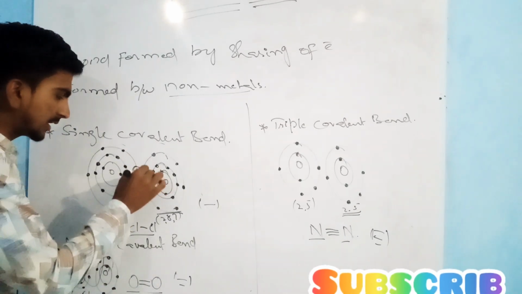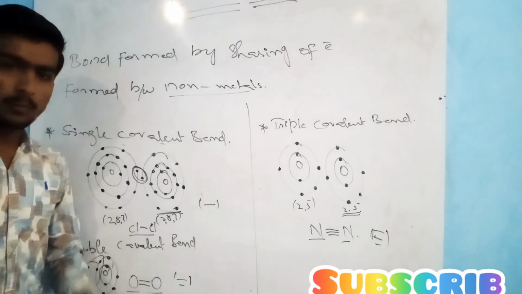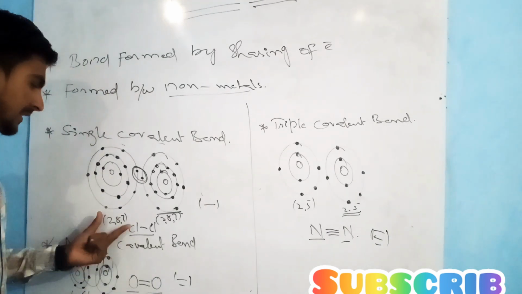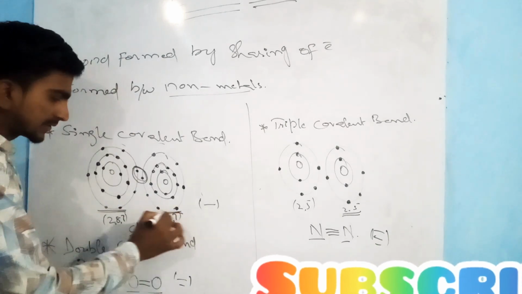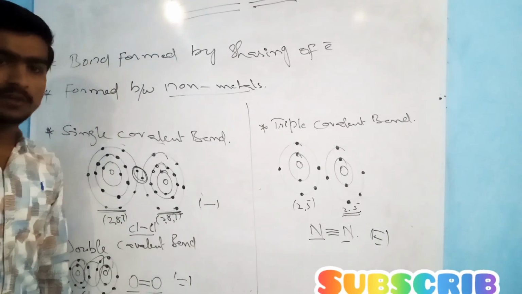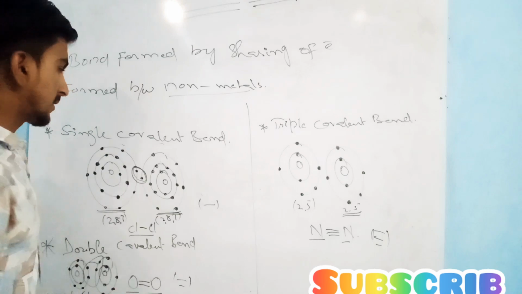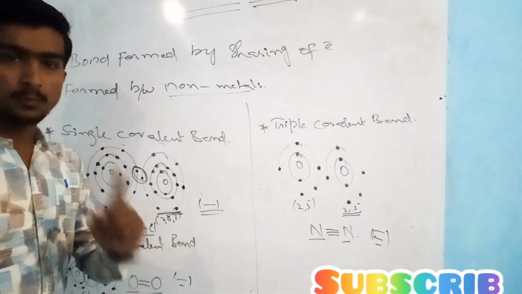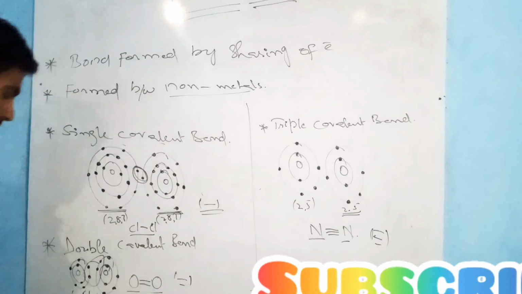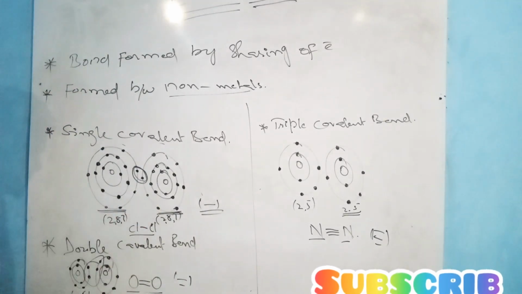Here they will share 1 pair of electrons with each other. Then their octet will be completed. Its octet is also completed by sharing of electrons. This is known as a single covalent bond, which is denoted by one single line. So the chlorine octet has been completed.